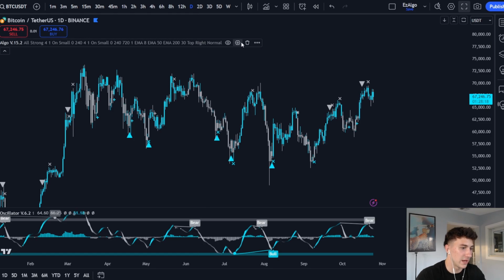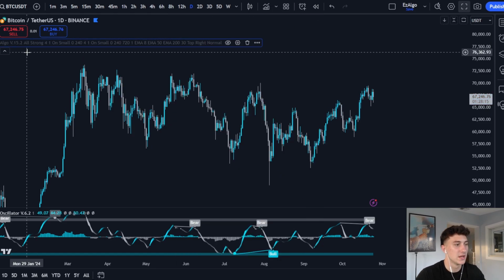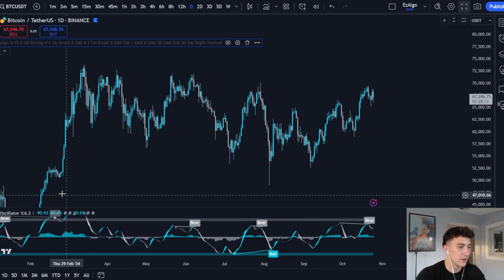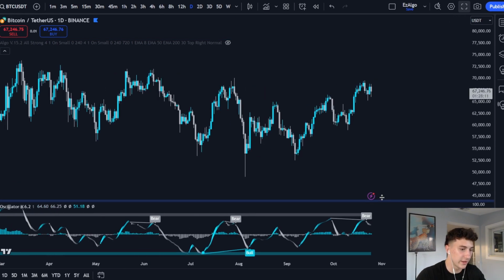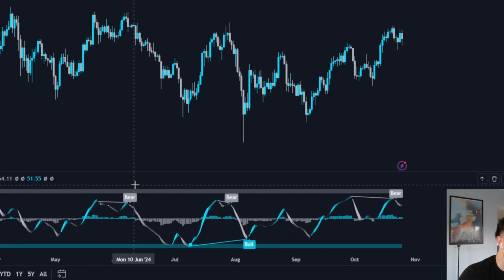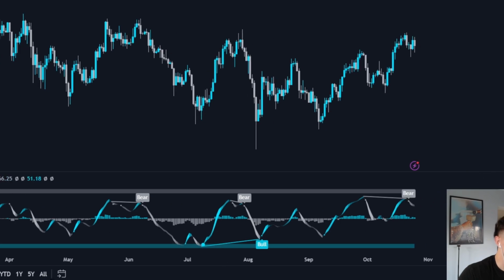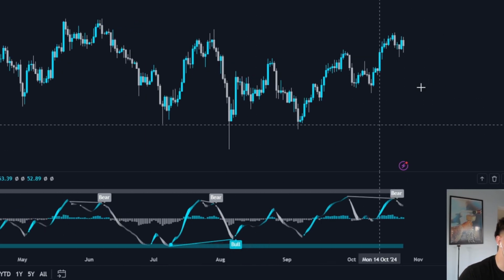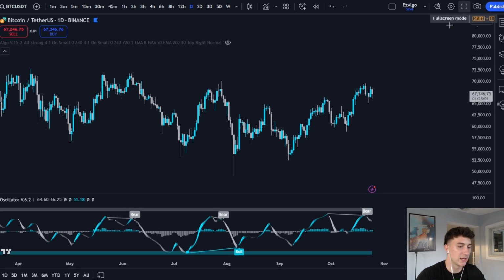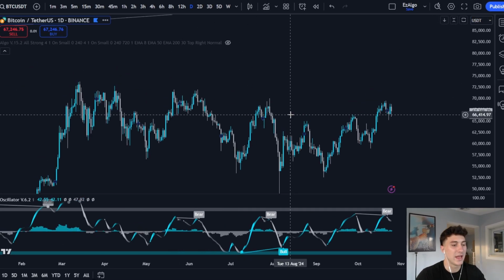Now, I'm not even gonna worry about the algo for now, so I'm gonna hide all this. I mainly just want to go over the oscillator, okay? So the oscillator is this thing down here where you see these momentum waves, you see these big or small buy or sell dots, and then the bull or bear labels. So I'm gonna explain exactly what that is and why this works.